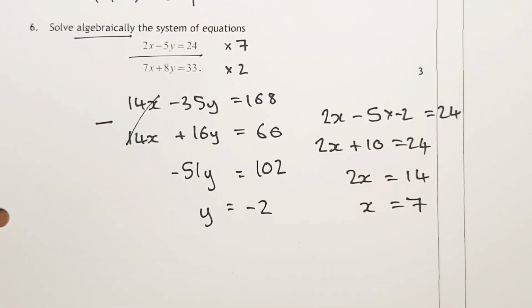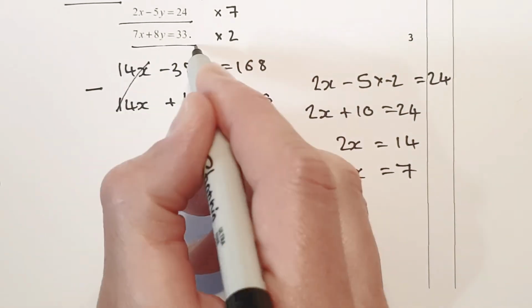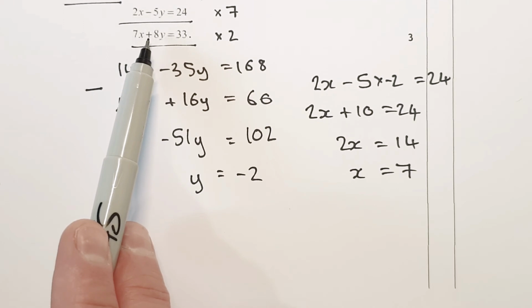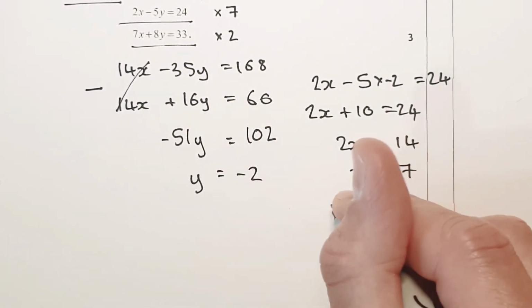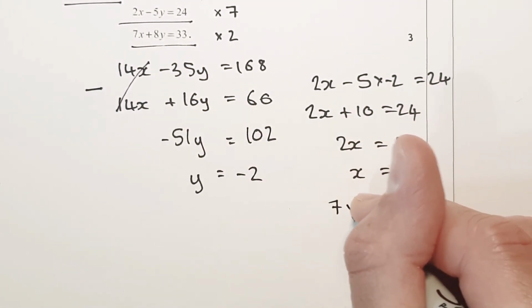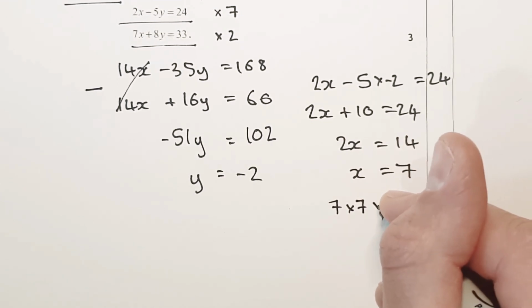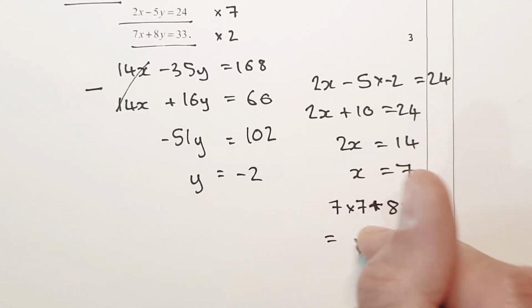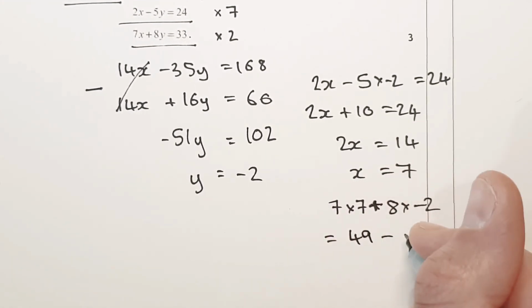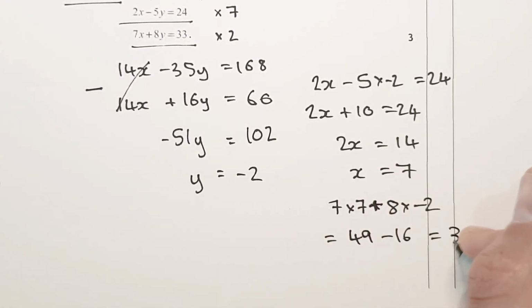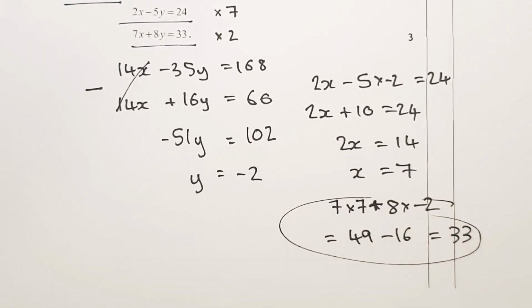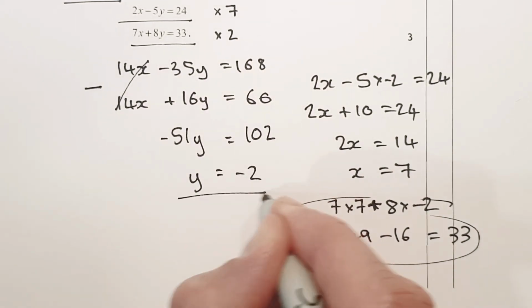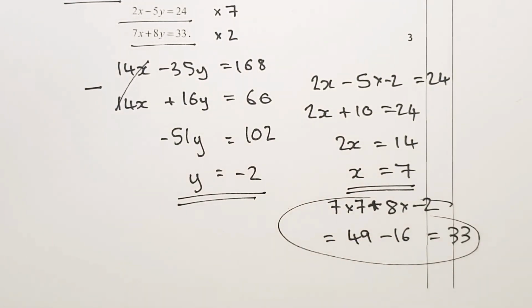Now it's always worthwhile doing a check to make sure you've got it right, so I'm going to use the second equation now just to double check it. So I'm going to work out what 7x plus 8y is, and if the answer comes to 33, then that's good. So 7x is 7 times 7 plus 8 times y, which is negative 2. So that's 49 minus 16, and that does indeed make 33. Now, I don't get any marks for doing that bit. It just helps me to know if I've got the right answer or not. So I've got the answer of y equals negative 2 and x equals 7.